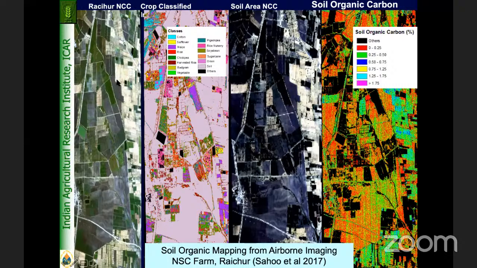This is the airborne campaign, which was done by NASA. This is somewhere in Raichur, Karnataka, where each pixel size is 3 meters and the aircraft was flying at 3 kilometers height. And this is the crop classified, again using SVM. This is the soil area, which you are able to see here; the crop area is masked out. And this is the soil organic carbon map, which is generated, again using machine learning programs.